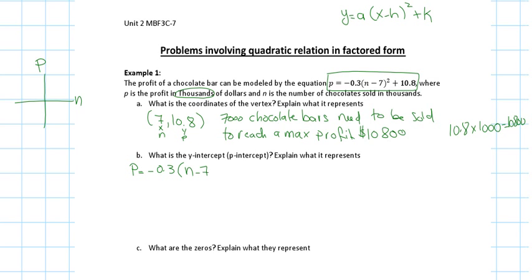Remember, we have to write this twice, because it's (n minus 7) squared, so I have to write it twice, plus 10.8. To expand, what do I do first? FOIL. N times n is n squared. N times negative 7 is negative 7n. Negative 7 times n is negative 7n. And negative 7 times negative 7 is positive 49, plus 10.8.